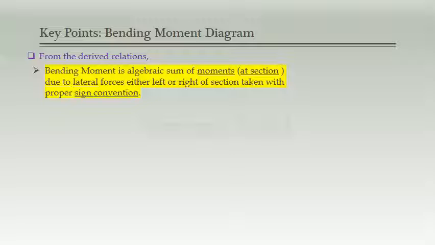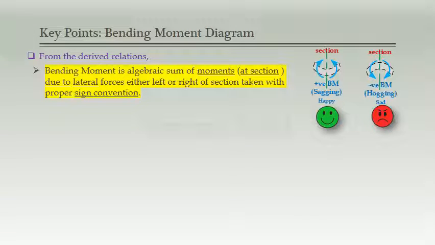Again, the same concept you remind: left of the section or right of the section, we have to consider with proper sign convention. And the sign convention for bending moment is very simple. There are two technical names given: sagging moment, which is taken as positive, and hogging moment, which is taken as negative. Let us understand what sagging and hogging are.